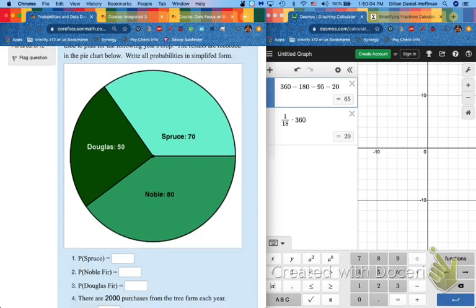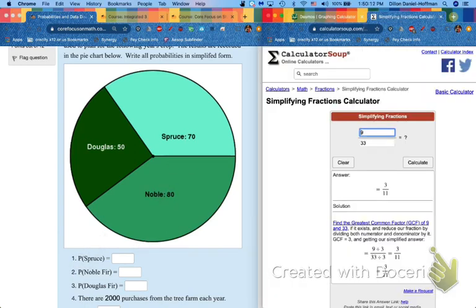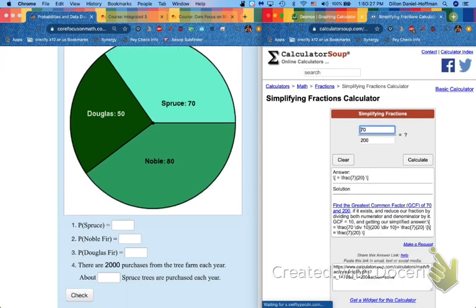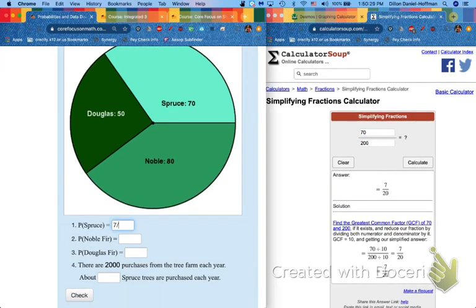Out of 200, you see 50 Douglas fir, 70 spruce, and 80 noble. P spruce. Remember what P means. That means probability. We have 200 total trees, and I have 70 spruce. So I'm going to go over to my calculator here. 200 will be on the bottom of your fraction, just like it's going to go on the bottom of mine. And on top, make sure to use your number that matches spruce right here. You hit calculate, and I get 7 out of 20. So I put that here.